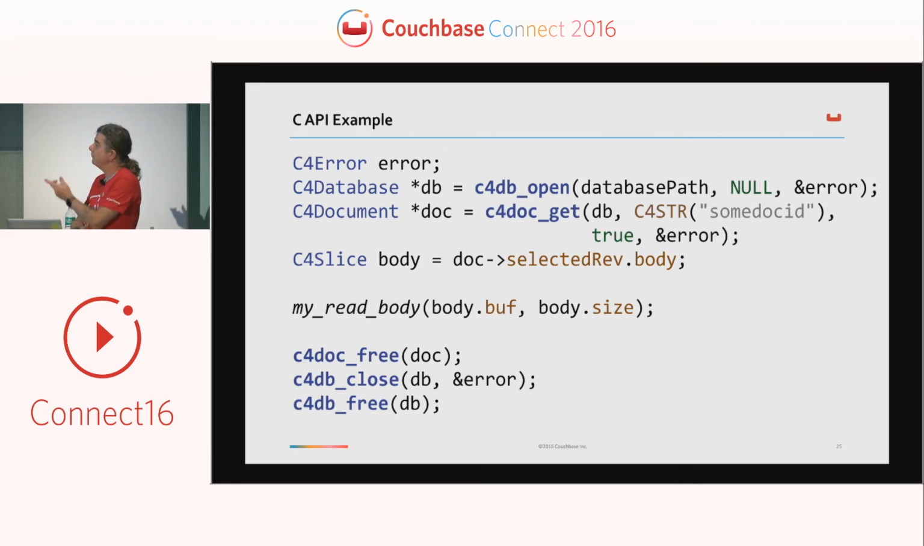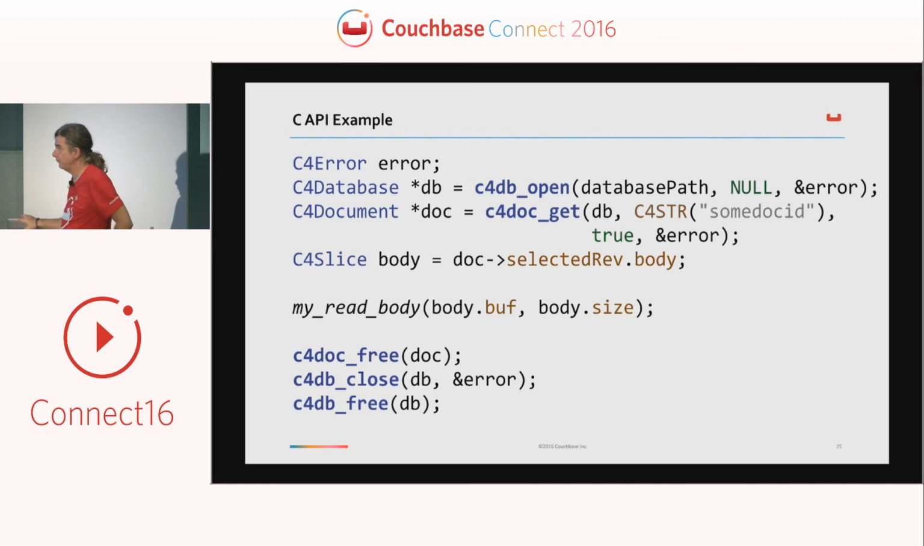And C4 document is actually not opaque, or it's only partly opaque. It's a struct that has public fields that you can access, just because that makes things more convenient. We don't have to write an accessor for every individual little bit of this. So you can get the body out of it by just getting the doc selected revisions body. And then the slice struct there is a simple struct that just contains a pointer and a length. So it's just pointing to a region of memory without expressing any sort of ownership of it. We use this a lot in the implementation. So you get that body, and then you can call some function of your own just based on that pointer and that size to operate on the contents of the document.